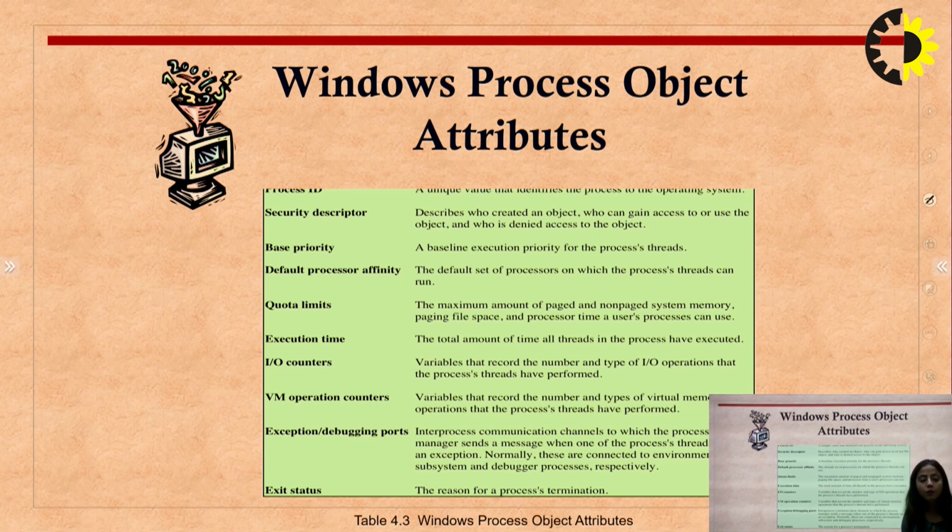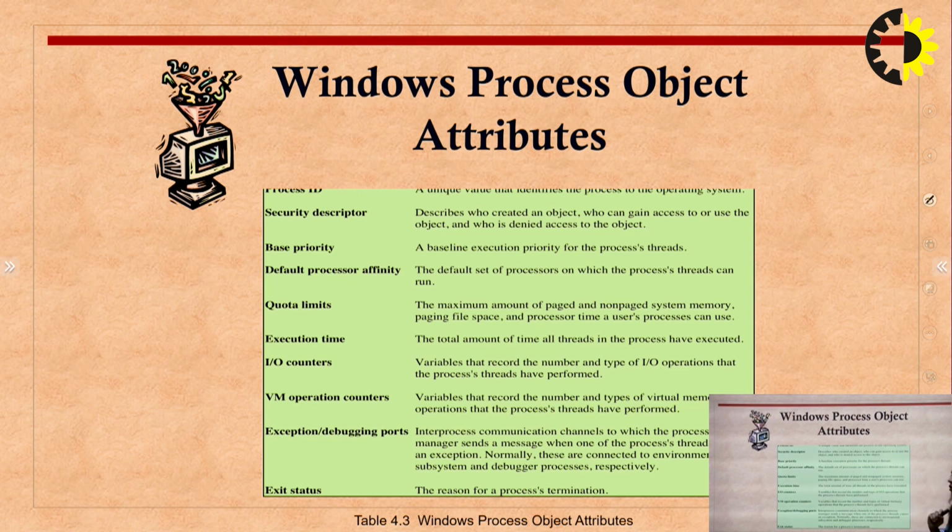Now, VM operations count and input output counters. What happens in input output counters? These are variables that record the number and type of input or output operations that the process's threads have performed. Whatever input and output operations were performed, you need to keep track of them, and that is kept in the input output counters.